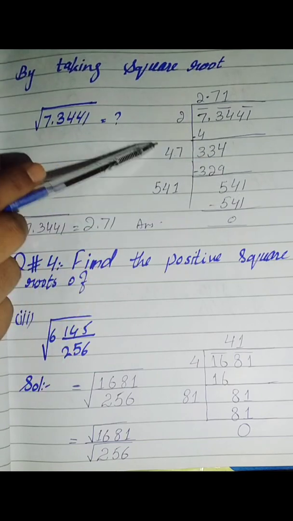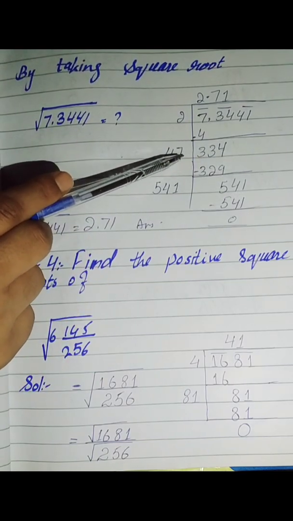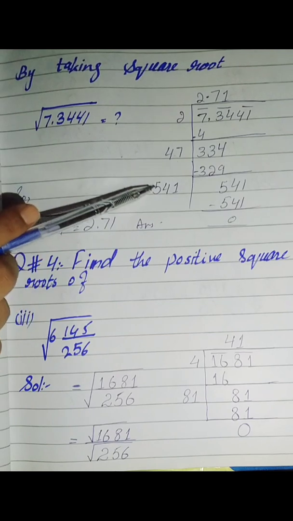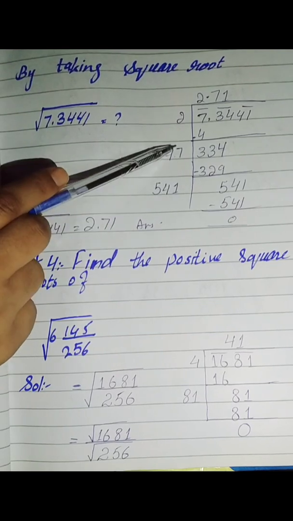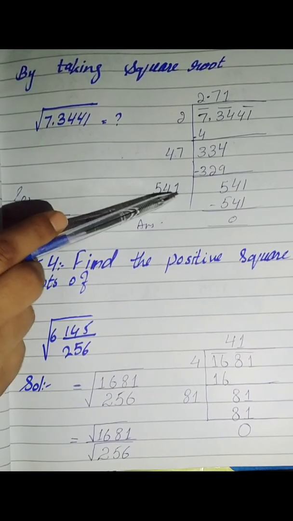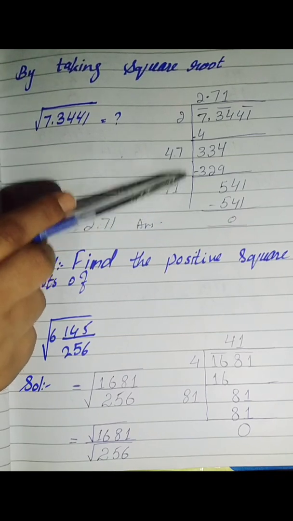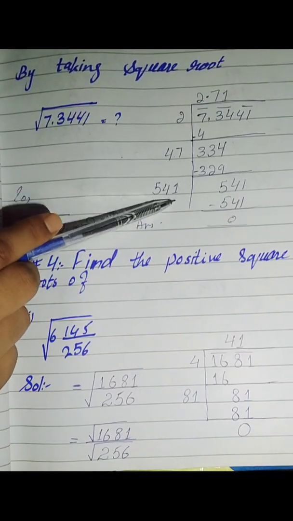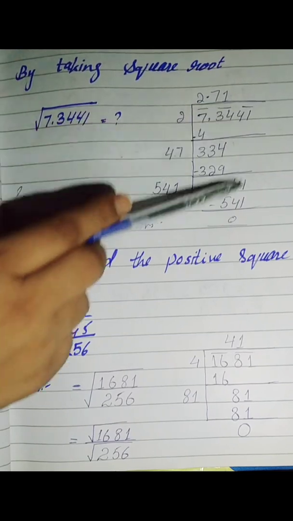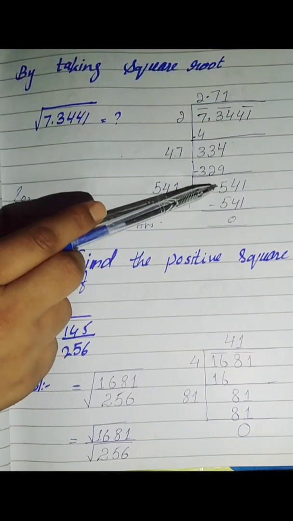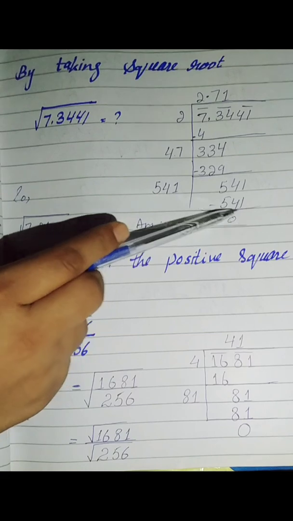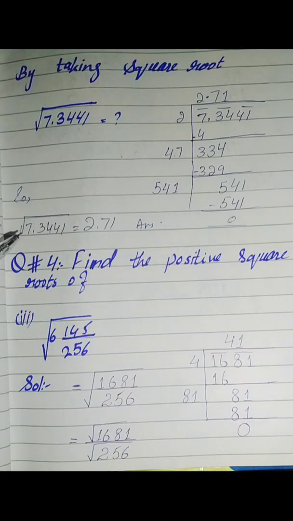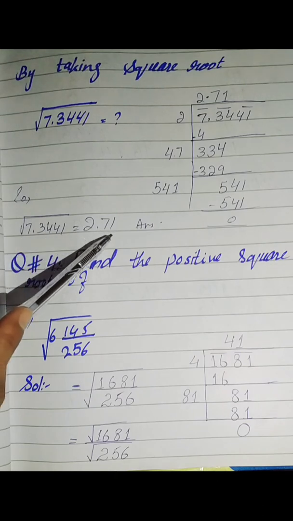Bring down another pair and double the value 7, which is 7 plus 7, we have 14. So 4 and 1 is carry. 4 plus 1, we have 5. Now take another value as well as quotient and divisor, we get 1. So 541 multiply 1, we have 541. Subtract, by subtraction we have 0. So it means that square root of 7.3441 is equal to 2.71.